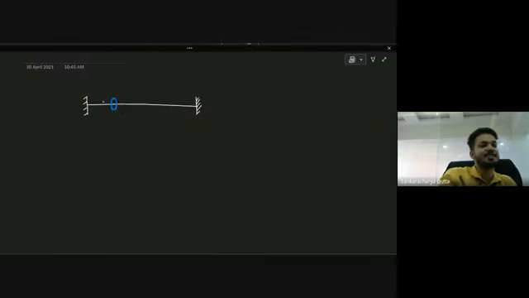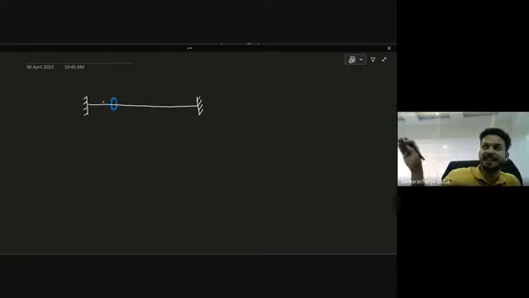So this is essentially, let me start explaining from here only. There is a ring, and there's a string passing through that ring that is tied on both ends onto the wall. So it's like a string hanging tied between the walls, and there is a ring between them. So the ring can travel from left to right.